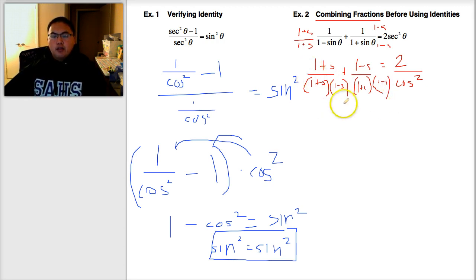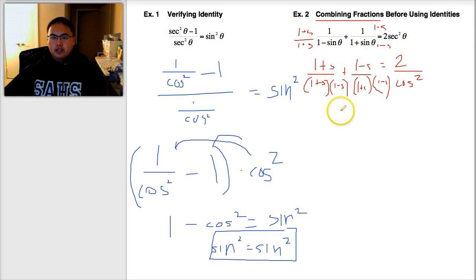Now that I have a common denominator, just like in the last video, I can combine the numerators, because they have the same denominator. I couldn't just add these right away because they didn't have the same denominator, but now that I do, I'll just add across. You'll notice 1 plus sine plus 1 minus sine, and my sines cancel. Agree?